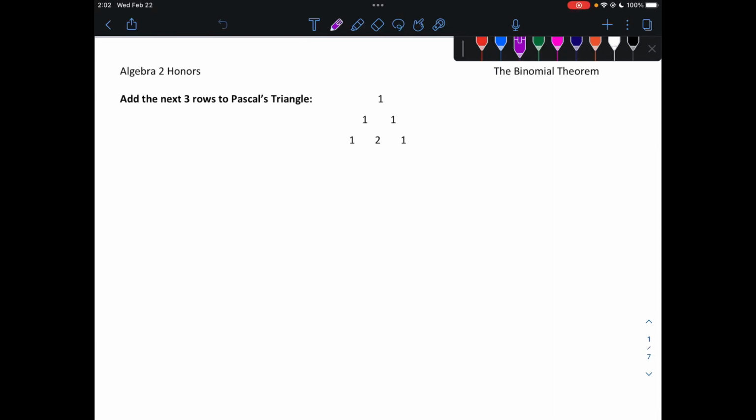So we had done some work already on the binomial theorem, but now we're going to officially learn it and how it can be used. Before we do that, let's talk about Pascal's triangle, which we talked about in class recently.